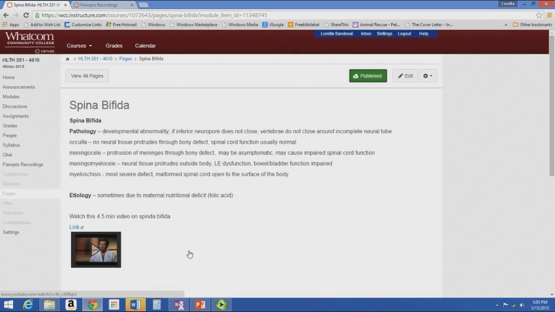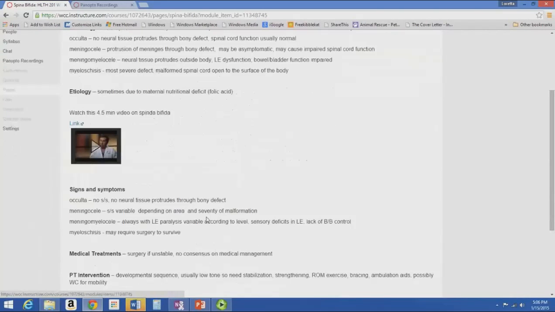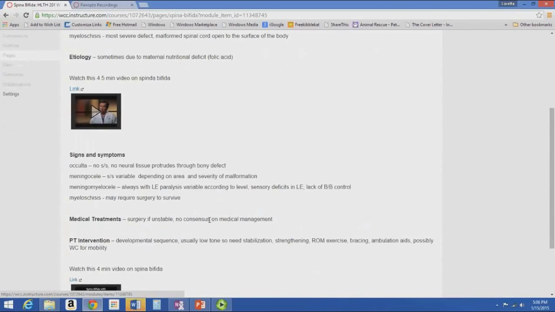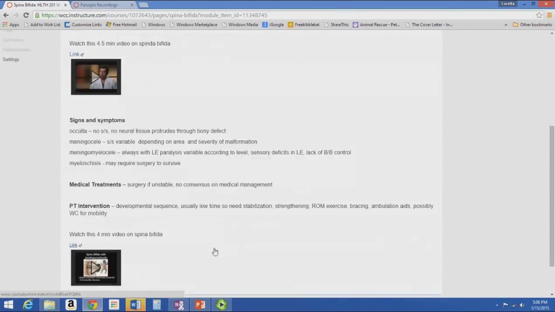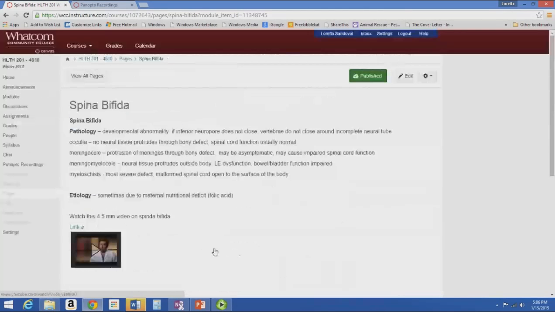With all of the pathologies that we'll study, I am following a similar framework, just like we did with MS and Guillain-Barré, we're going to do the same thing with spina bifida. We're going to talk about the pathology, the etiology. So pathology is what is the defect, etiology is what caused it, signs and symptoms, that's obvious, medical treatments, if there's a medical management, like we've been talking about the MS medications on the discussion board, and then the PT intervention. So that's where the rubber hits the road for us in PT.